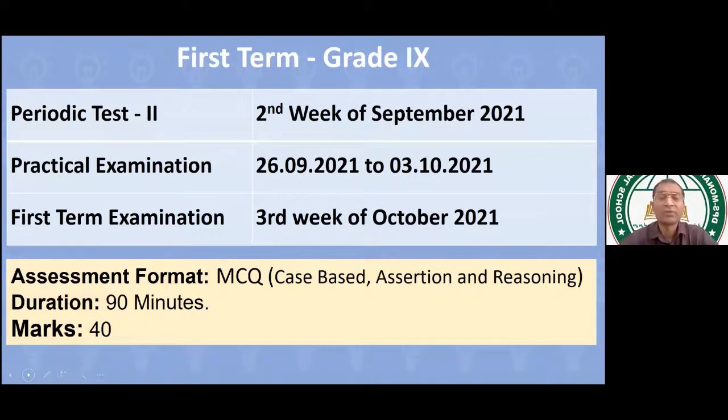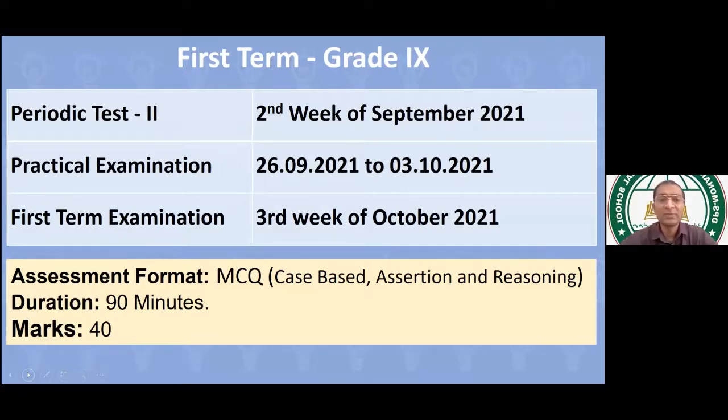Thank you, sir. Good afternoon, everyone. So as we have put the grade 9 first term examination first in September, but in the last month we got a revised curriculum from the CBSE. That's why we have shifted first term examination now in the month of October. So to get a practice for the student, we have kept a periodic test 2 in the second week of September, and we'll be taking a practical exam from 26 September to 3rd of October. And the first term examination, which is postponed, will be in the third week of October now.